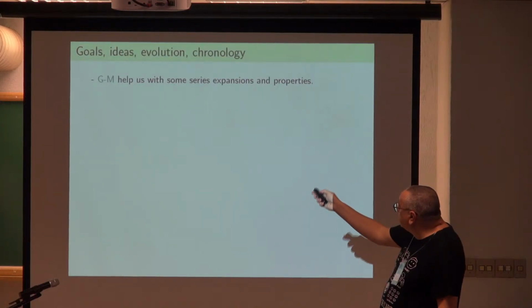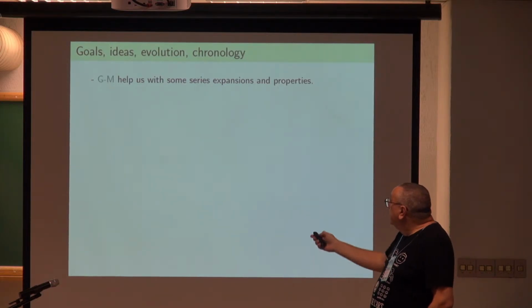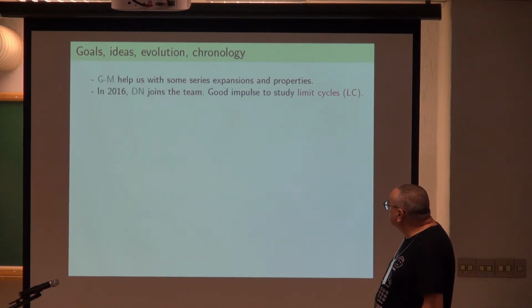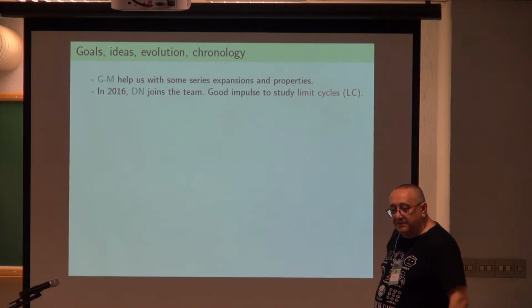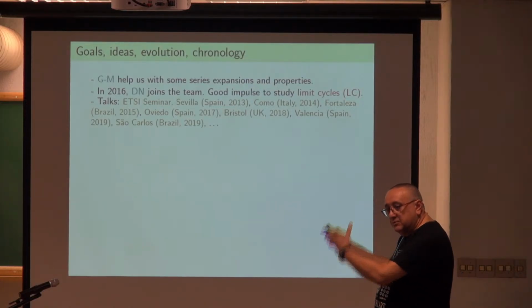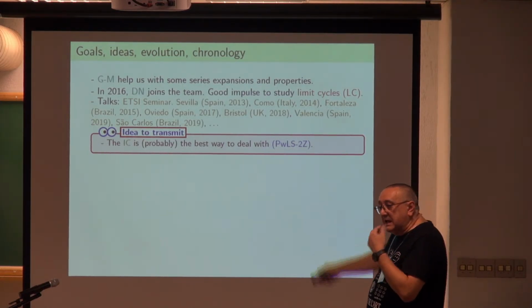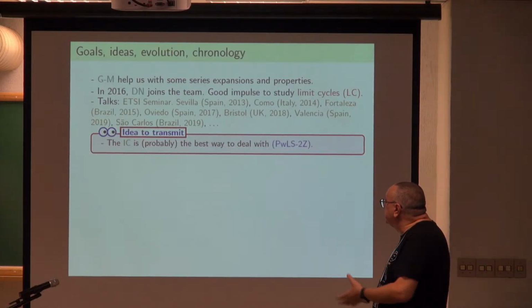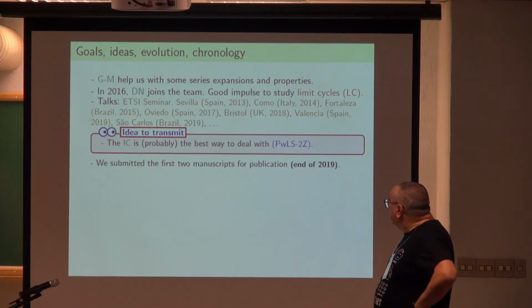In these years, Elizabeth García was helping us with some properties at the beginning, but she decided to do other things. And also, Douglas joined the team in 2016, and it was a good impulse to study limit cycles. We gave a lot of talks trying to convince our colleagues that this would work, and the idea to me was the one that I have shown before. The integral characterization is probably the best way to deal with this kind of systems. Well, and this was at the end of 2019, when we made the first two manuscripts.